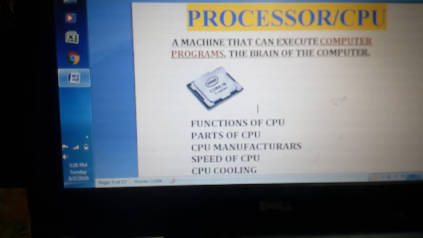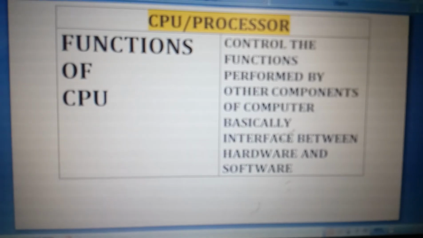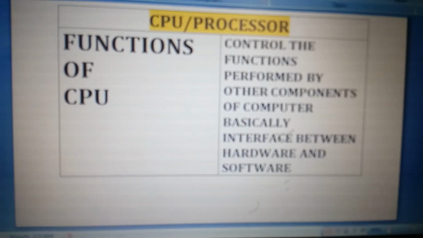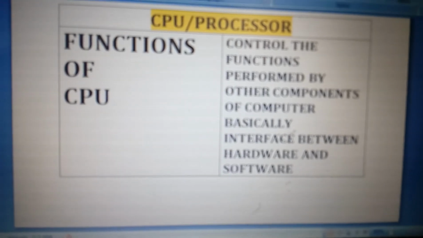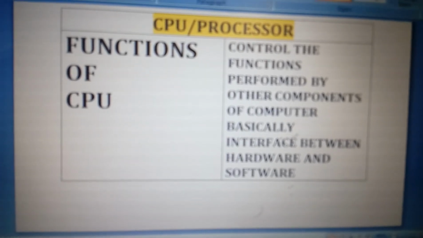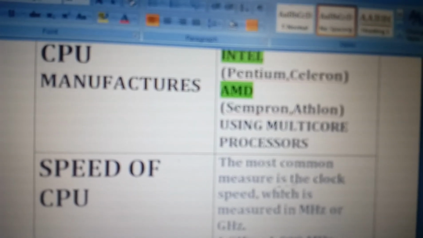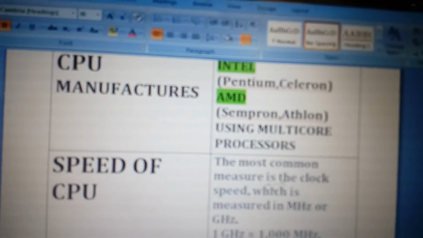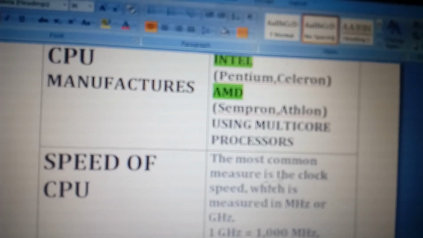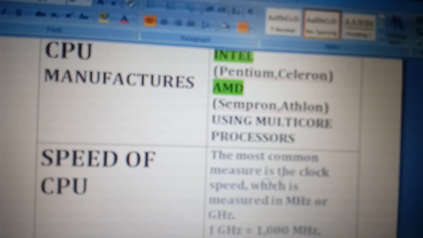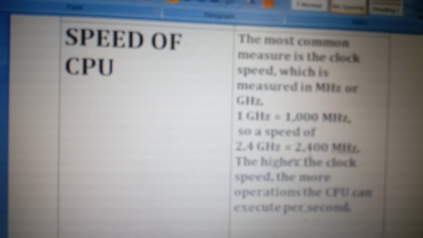Now the functions of CPU. CPU is the interface between hardware and software, and it is used to control the functions performed by other components of the computer. Number 2 is CPU manufacturers. Intel and AMD are the basic CPU manufacturers. They produce Pentium, Celeron, Sempron, Athlon computers, etc. And they are using multi-core processors.